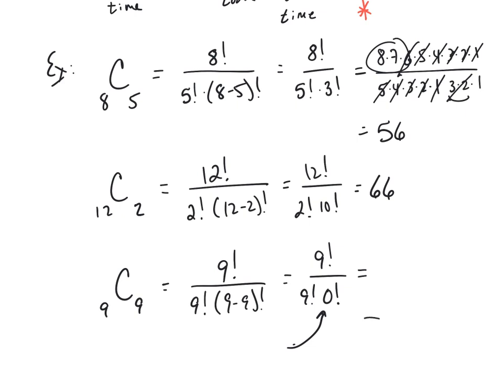0 factorial, in fact, I'll put it in a box just so you remember. 0 factorial by definition has to be 1. I know it doesn't make very much sense, but for our formulas to work, we need to identify 0 factorial as 1, so this simply becomes 9 factorial over 9 factorial, and anything divided by itself is 1. Okay, so there's a couple of numerical examples.